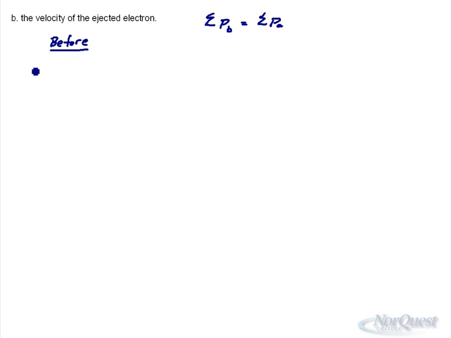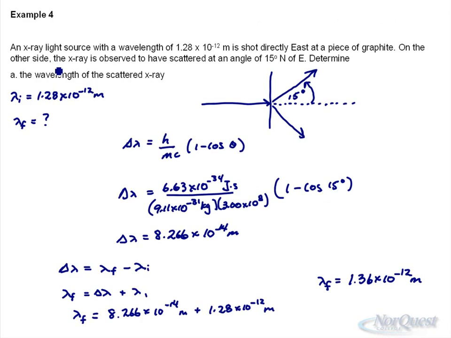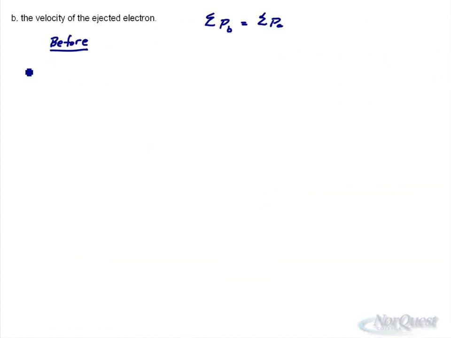Well, in the before scenario, we had a photon that was traveling straight east with a wavelength of 1.28 times 10 to the negative 12 meters. So what we can do is find its total momentum. And momentum in this case, when you go back to your data sheet, is going to be equal to h over lambda.